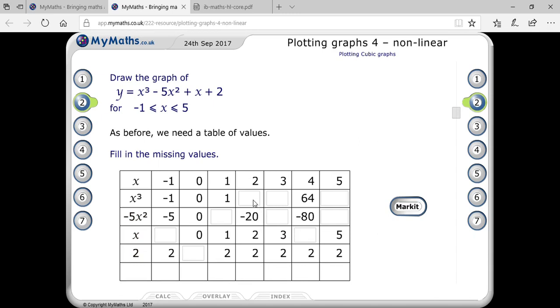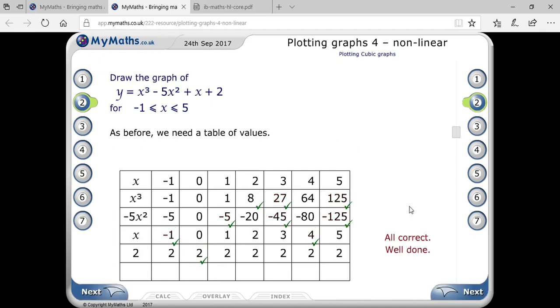Suppose when you plug in 2, you will get 8 over there. When you plug in 3, you will get 27. When you plug in 5, you will get 125. Minus 5x square: 1 1s are 1, 5s are minus 5. And 3 3s are 9, 5s are 45, minus 45. And 5 5s are 25, 5s are minus 125. For x, here it will be minus 1, then 4, and then 2. When you plug in 0, there is the constant term, so it will be 0. All the values that I plug in, let's mark it, all correct.